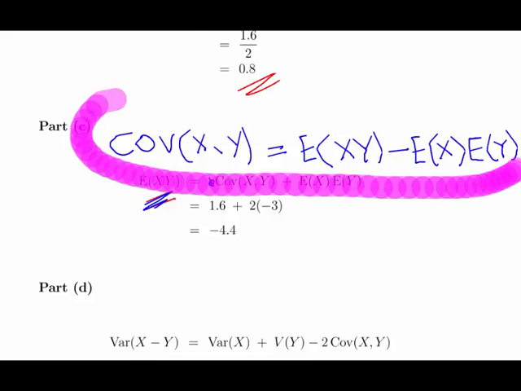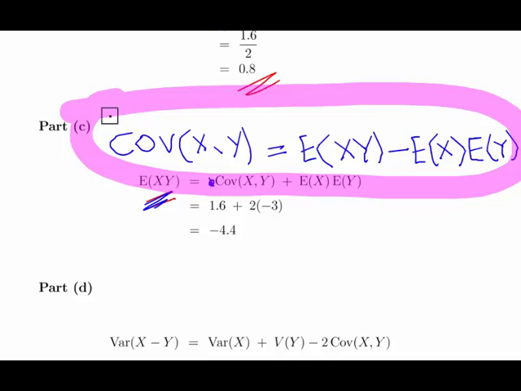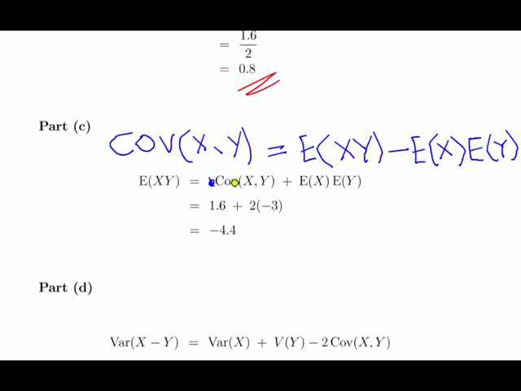Essentially what we're going to do is use that, but simply rearrange it mathematically, because we know what the covariance is, so we know what the expected values are. From that we can determine the expected value of x times y. So it's 1.6 plus 2 times minus 3. That is 1.6 minus 6, which is minus 4.4.